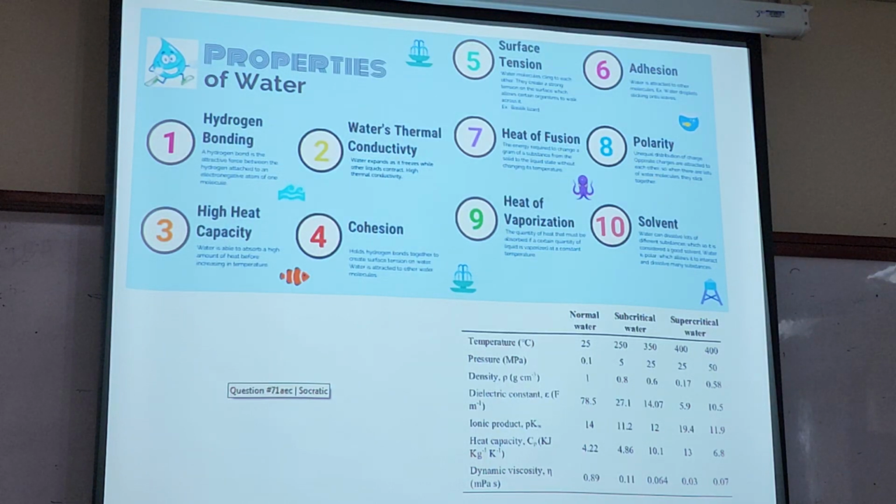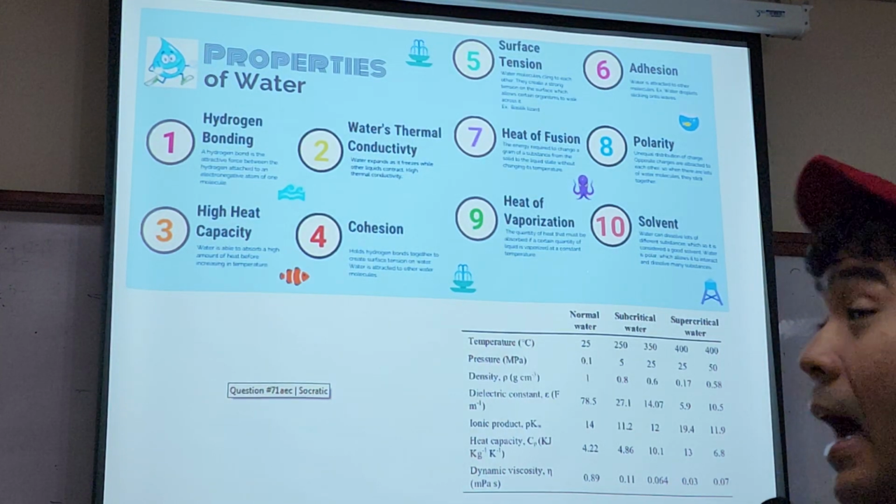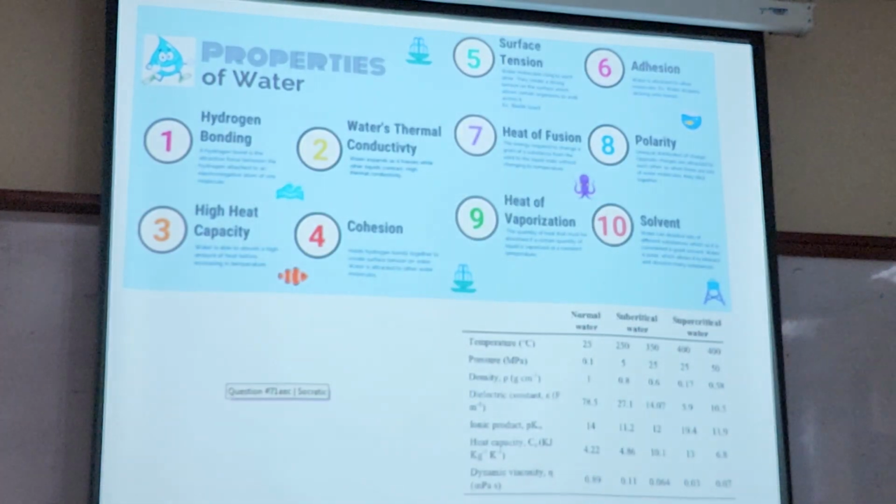What's that in Malay? Water strider. You know water strider? Have you learned your entomology? Soon you're going to learn about that insect. Entomology. Water strider. I don't know what it is in Malay. I do have the video somewhere.